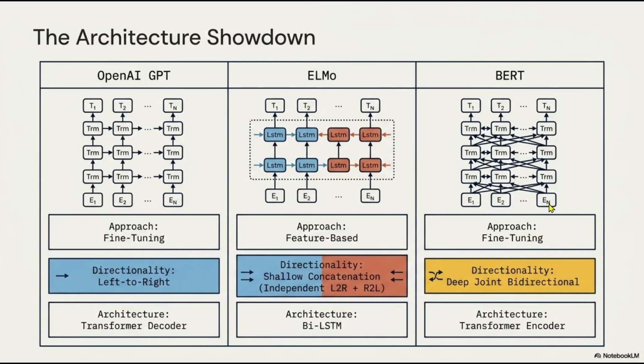Let's look at the competition. Unlike OpenAI's GPT's left-to-right transformer decoder or ELMo's shallow concatenation of independent left-to-right and right-to-left LSTMs, BERT uses a deeply joined bidirectional transformer encoder. This allows BERT to fuse context from both sides at every single layer.